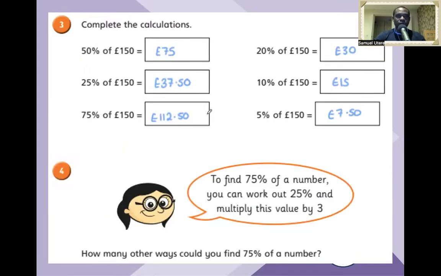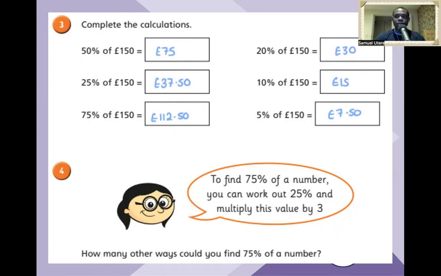Here, 50% is to halve, 25% is to divide by 4. So to divide by 4 is to halve and halve again. So imagine having 150, which halves to 75, and you halve 75 again. That's why you have £37.50. Then to find 75%, you can have 3 lots of that to get this.